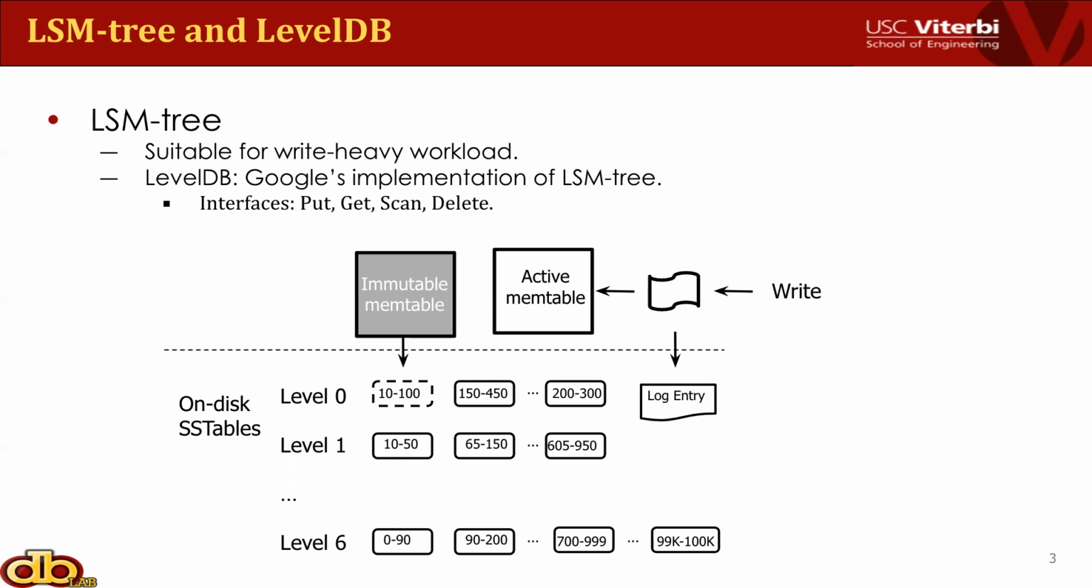When the size of a level exceeds the limit, the compaction merges its SSTables with the overlapping SSTables at the next level. It writes the new SSTables into the next level. In this figure, a compaction may compact the first SSTable at level 0 that contains keys from 10 to 100 with the first two SSTables at level 1. It will generate a new SSTable containing keys from 10 to 150 at level 1.